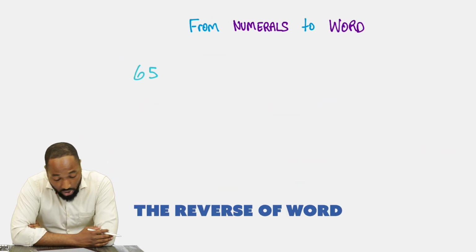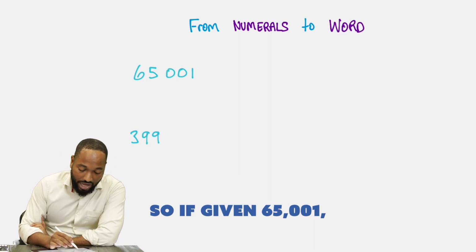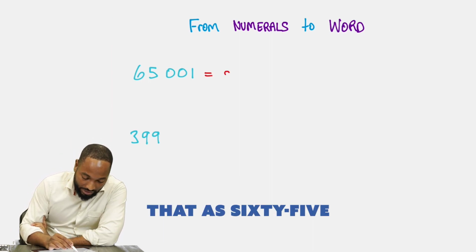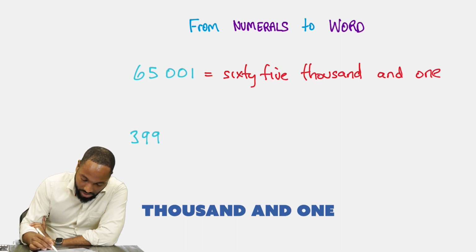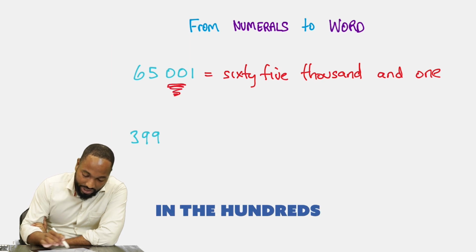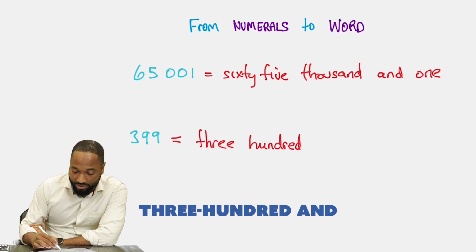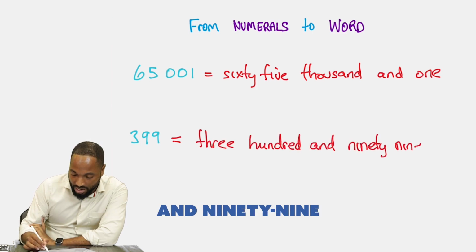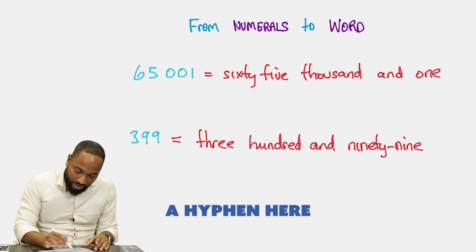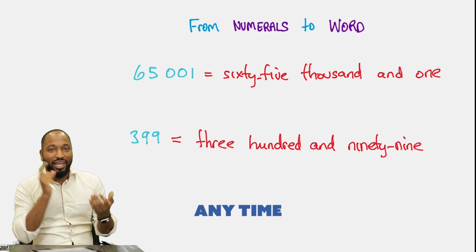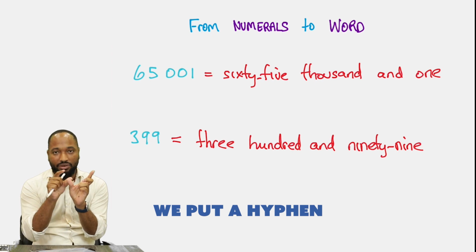The reverse of word to numeral is numerals to word. So if given 65,001, we can write that as 65,001. Notice the zeros in the hundreds and tens position. And this number is 399. Now is a good time to point out that there should be a hyphen here and there. Anytime we write out the words for a number between 21 and 99, we put a hyphen between the two words.